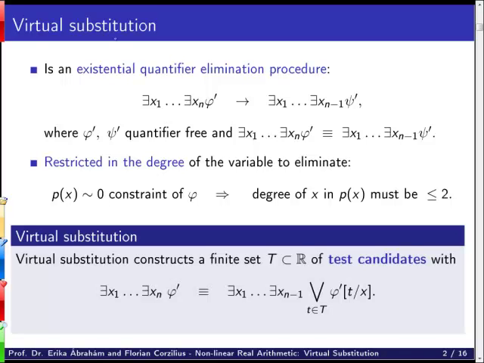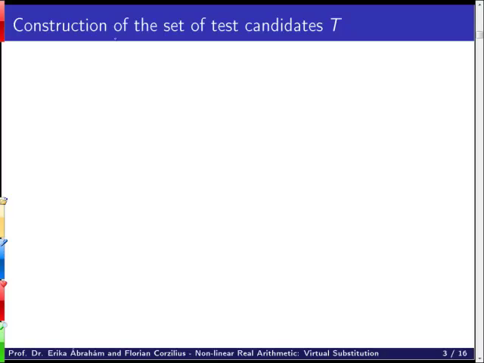And here you can find the basic idea of what a virtual substitution step does. It takes the original formula and transforms it to a big disjunction over a finite set of test candidates and replaces the variable by these test candidates. This is the main idea of it all. So let's take a look at how we can construct those test candidates, this finite set. I will give you some examples.